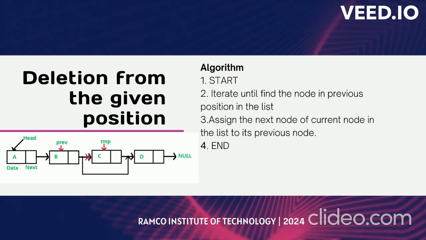For this, we need to traverse up to the node at the previous position in the list. So if the user gives 2, we need to traverse up to 1 in the list, then assign the next node of the current node's next to the current node's next, so that C will be delinked.